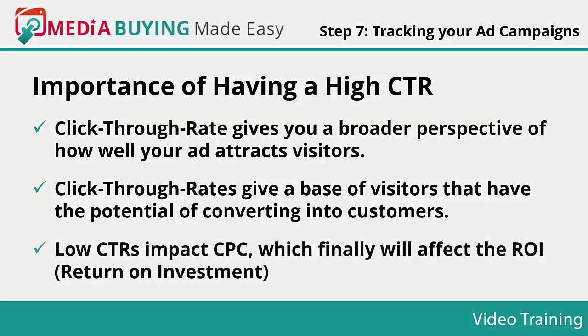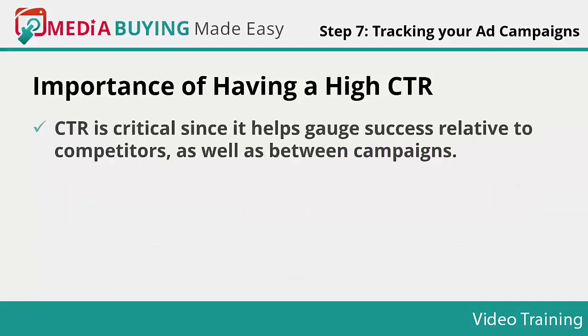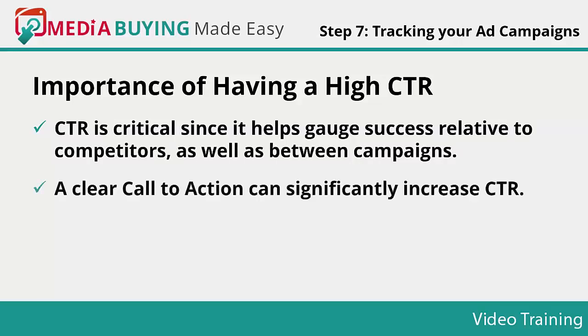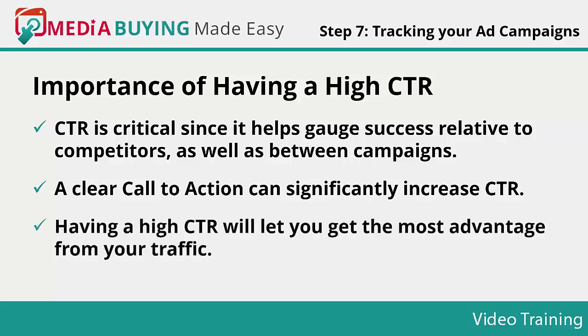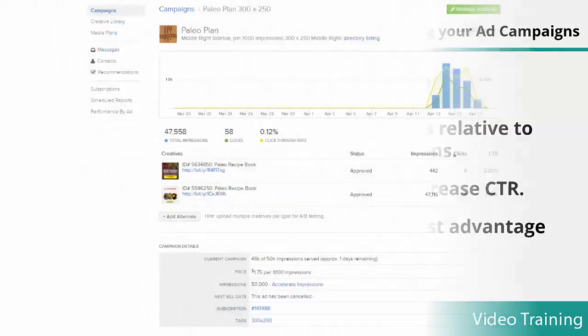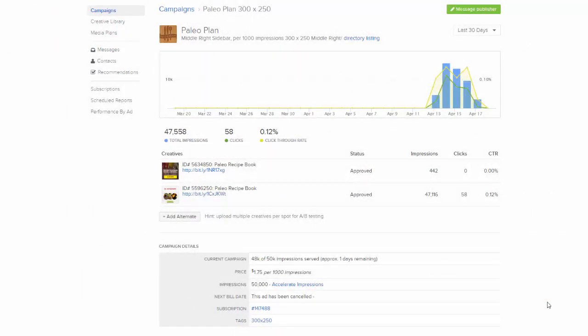Low CTRs impact CPC, which finally will affect the ROI. CTR is critical since it helps gauge success relative to competitors, as well as between campaigns. A clear call to action can significantly increase CTR, and having a high CTR will let you get the most advantage from your traffic. It's important to make use of these tracking tools. However, to make things much simpler, you can switch to the media buying advertising platform. This platform allows you to track your ad campaigns cheaply, easily, and more efficiently.